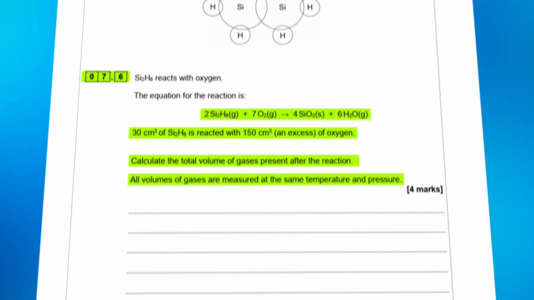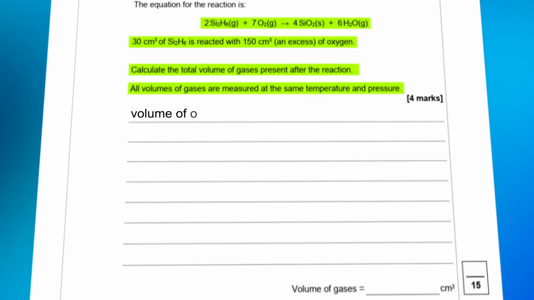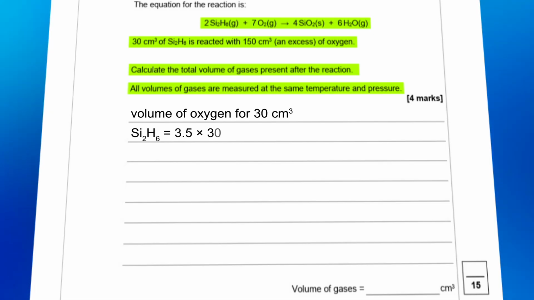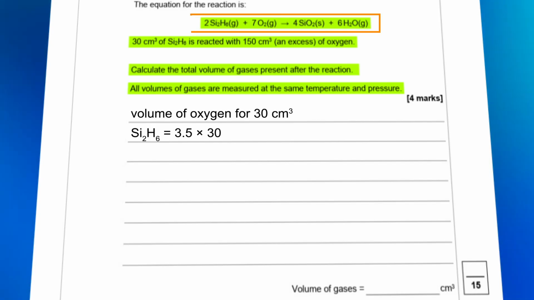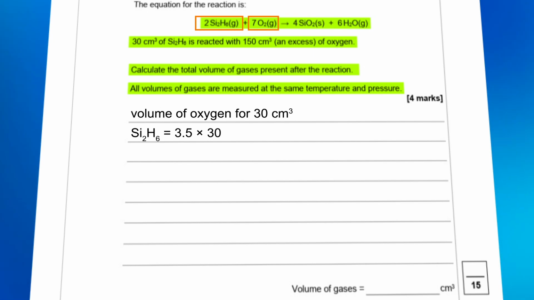So the first thing that I want you to do for this question is calculate the volume of oxygen for 30 centimeters cubed of Si2H6. And for this, we're going to do 3.5 times 30. Now, you may be wondering, why 3.5? Where have I got this number from? I want you to go back to the equation, and look at the number in front of the Si2H6 and the number in front of the O2. And this is the molar ratio. So we can see it's 2 to 7. So if we want to get from the 2 to the 7 so that we can calculate the volume of oxygen, we want to times by 3.5. And for this, we get 105 centimeters cubed.